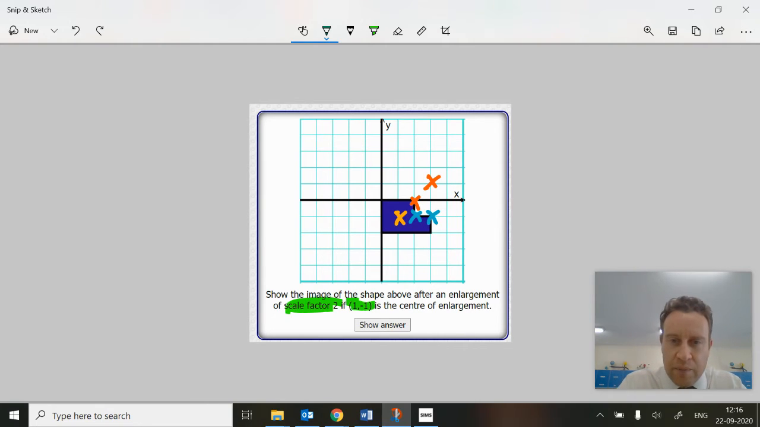So I'm going to take this coordinate point here. And I can see that this one is 1 down and 2 across. So I need to double that distance. So 1 down and 2 across doubled is going to take us to this coordinate point here. So take that away because otherwise it's going to get messy. That's now twice as far away.